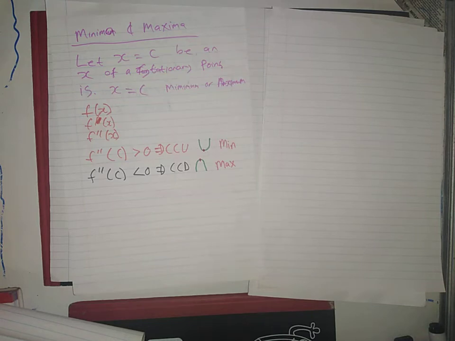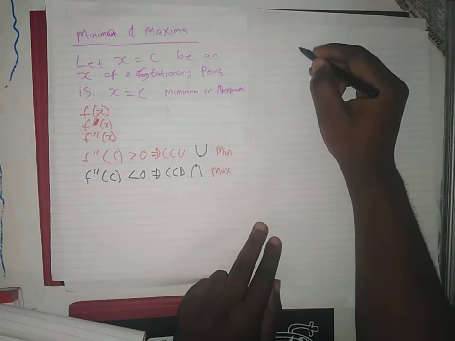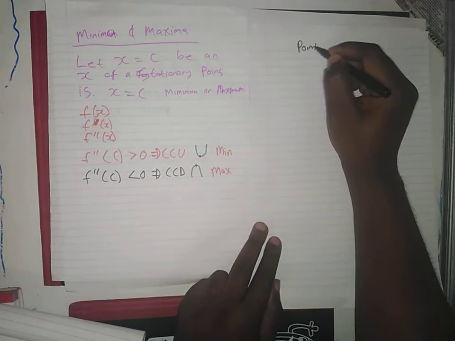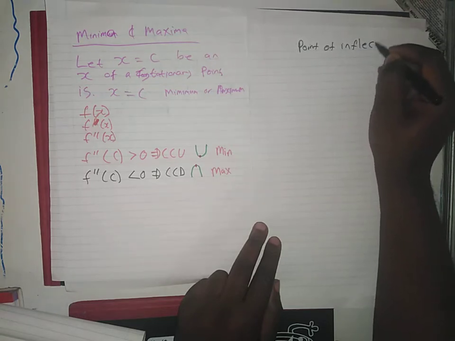But let's just look at one last thing. And what is that thing? That is the issue of the point of inflection.